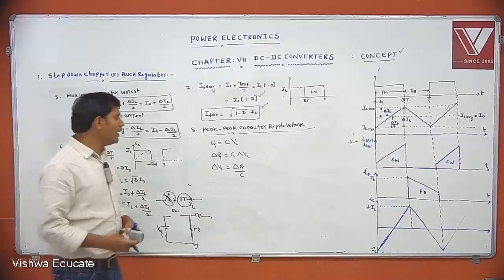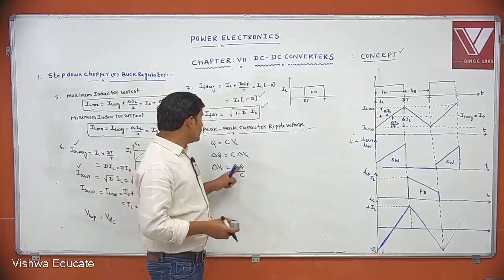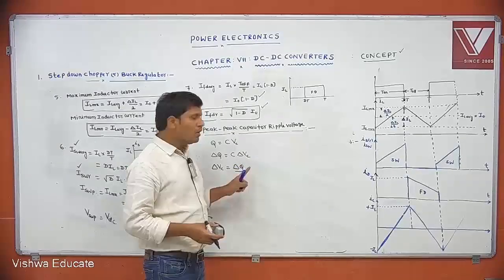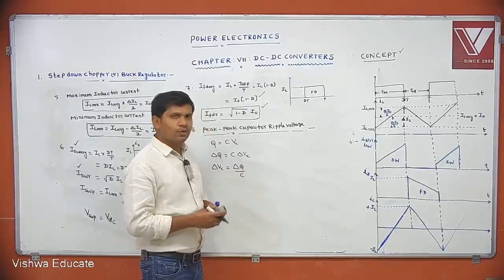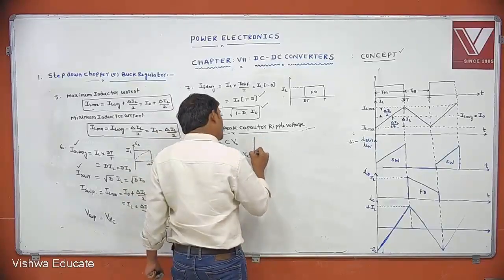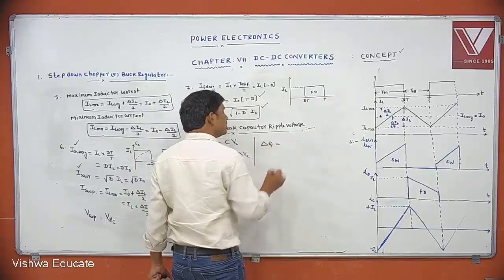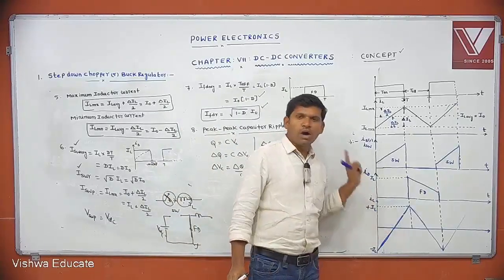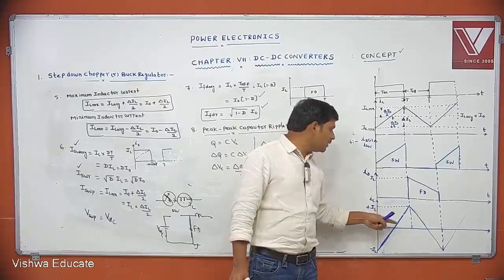Then if you want to find delta Q, what is the delta Q? Change in charge. How to get this delta Q? Delta Q is nothing but the area under the current curve gives charge. So many times I told, area under the current curve gives charge.